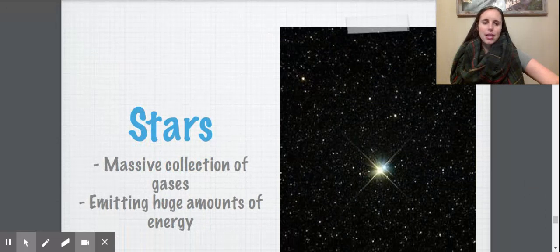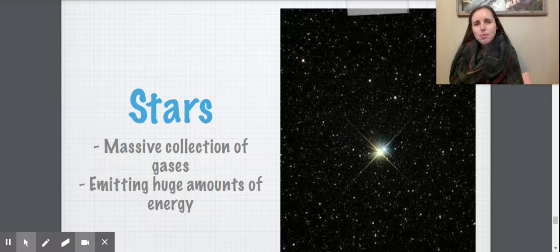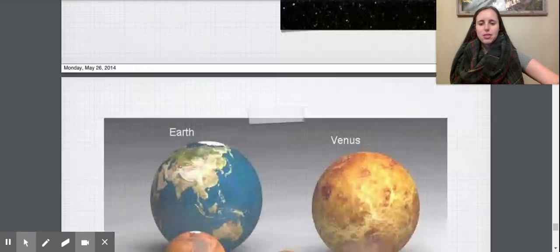Something else that is in our universe, considered to be a celestial body, is stars. We're going to have a whole separate lesson on stars. We're going to learn about them in a little bit more detail. Stars are actually just massive collections of gas, and stars emit large amounts of energy. We did mention before that stars are considered to be luminous objects. They do have their own energy, and they give that energy off in the form of light.